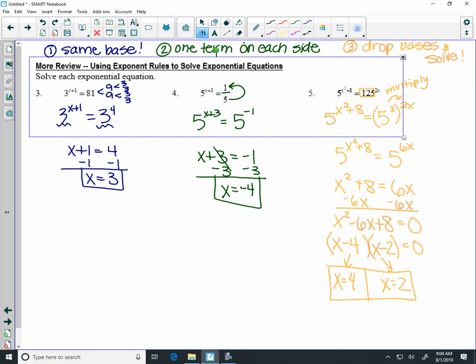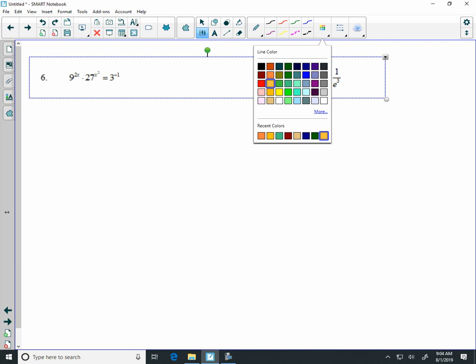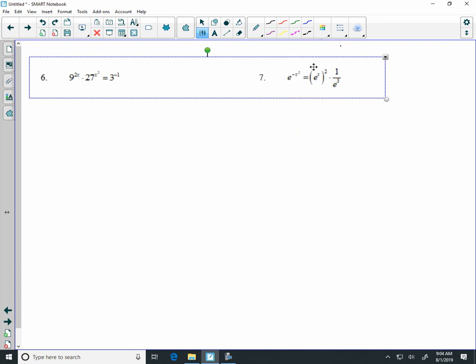All right, two more exponential equations. It can be a little tricky sometimes to figure out what you want your base to be. But when in doubt, go small. So here, my smallest base is 3. The first thing I'm going to do is get everything into base 3. 9 is 3 squared, and I have that 2x out there still. 27 is 3 to the 3rd, and I have x squared out there.